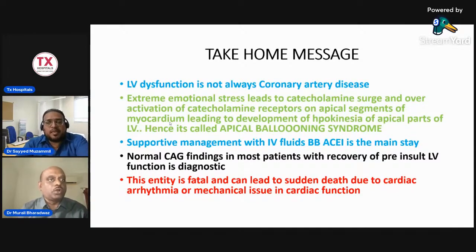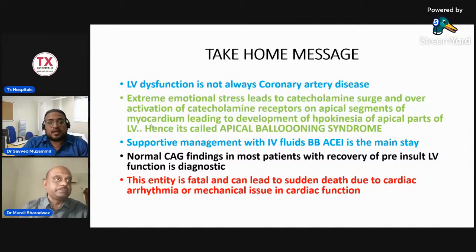Okay, so any new LV dysfunction patient who comes with ST-T changes, troponin positive, it is an indication for getting the coronary angiogram done, sir. So in follow-up, if you follow this patient, they recover their LV function, confirming that we are actually dealing with Takotsubo cardiomyopathy. And in history, we will have a history of extreme emotional stress, like death in the family, that situation can be there, sir.